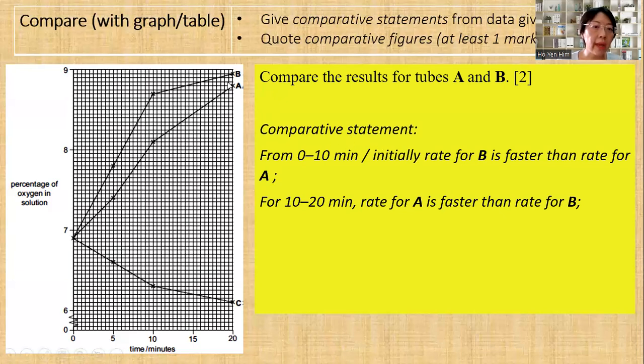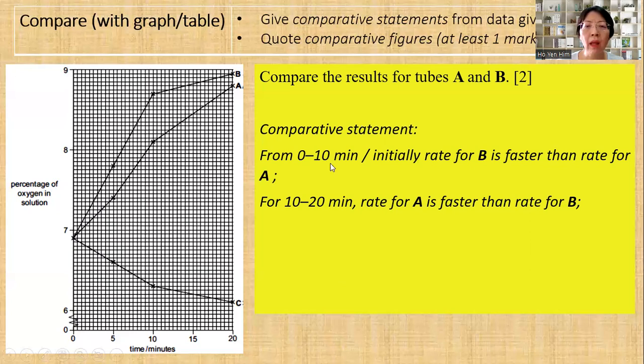So for both A and B, now you can see that B is always higher than A, right? In terms of percentage of oxygen in the solution for the entire time of the experiment. So my first statement will be to compare both the results. So I'll say that for both A and B, the percentage oxygen in the solution will increase throughout the timing of the experiment from 0 to 20 minutes. So then I can quote the figures. Increases from what figure to what figure. So the first one to the last one.